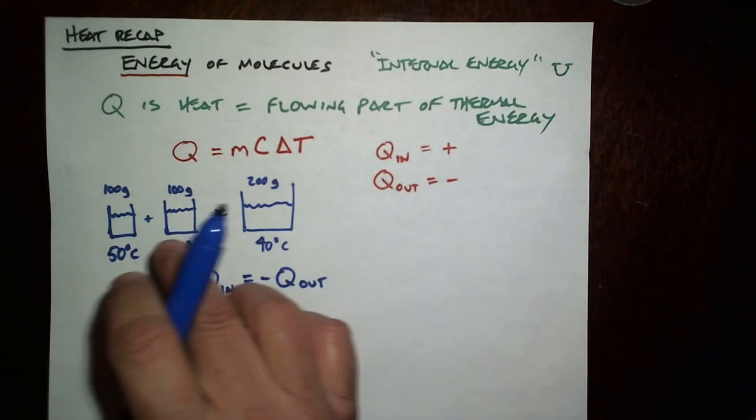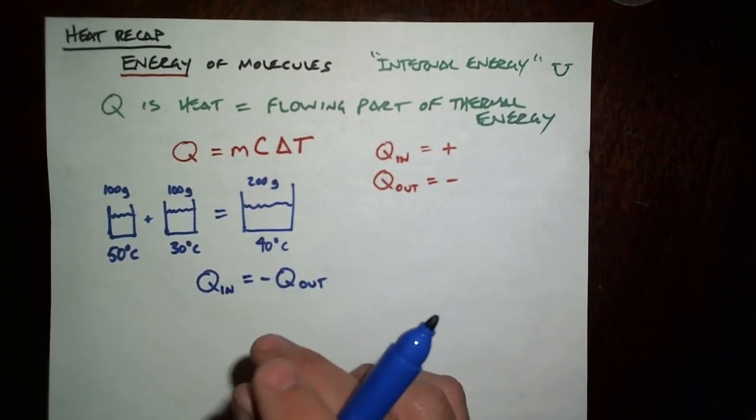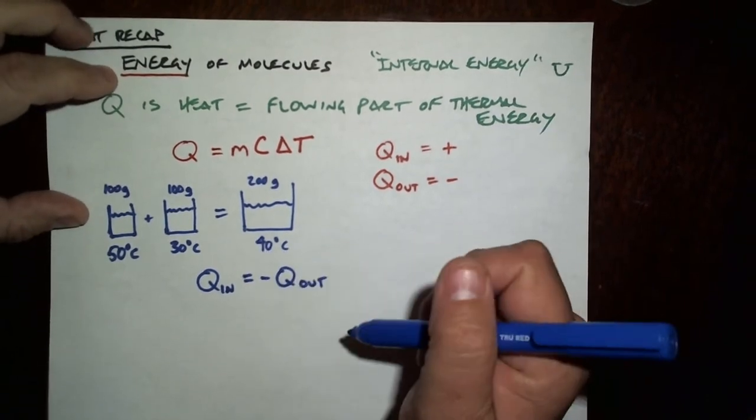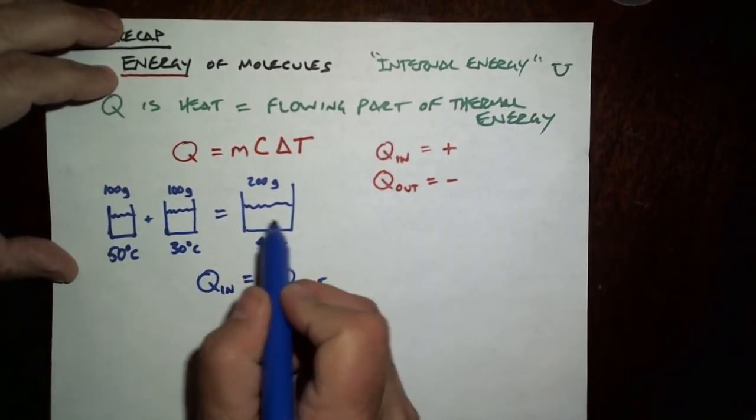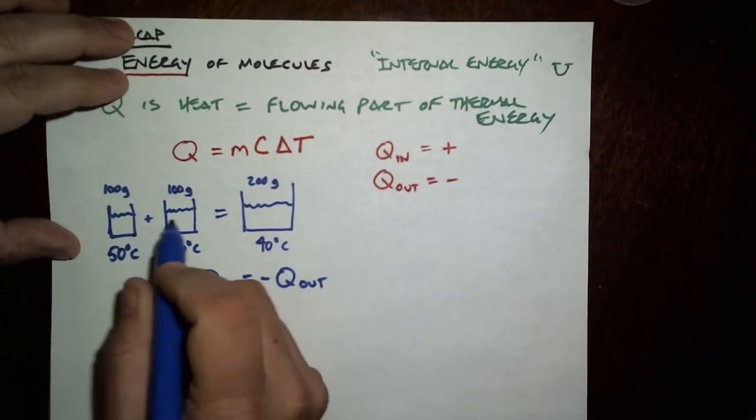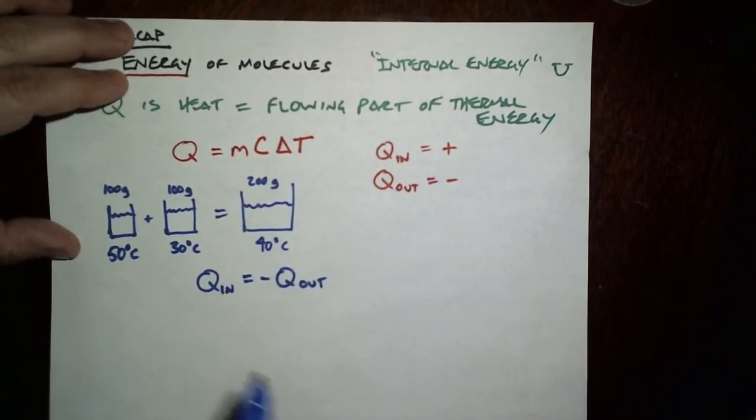Now, this is a pretty obvious example, and you may ask, well, why do we have to do this? Why don't we just say it's halfway between? Well, it is halfway between in this example because I've chosen water for both of these things, and I've chosen the same mass of water. But if the masses were different and if the materials were different, this would turn out differently.